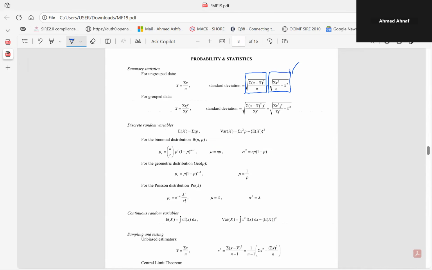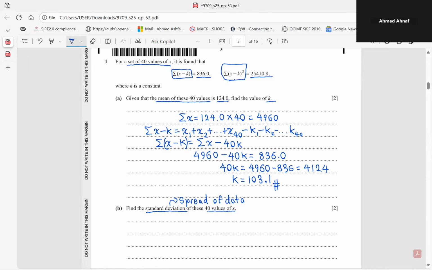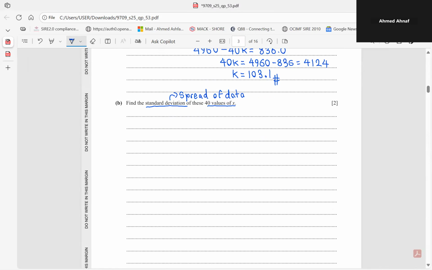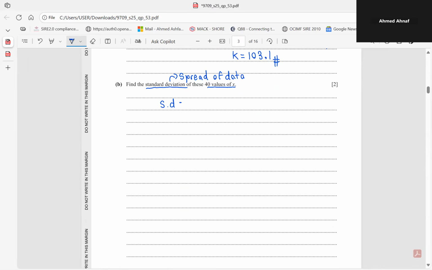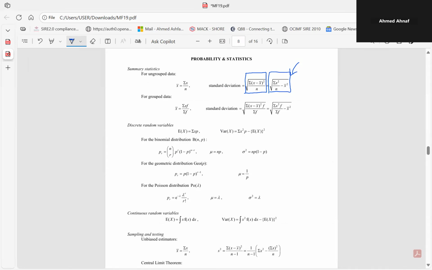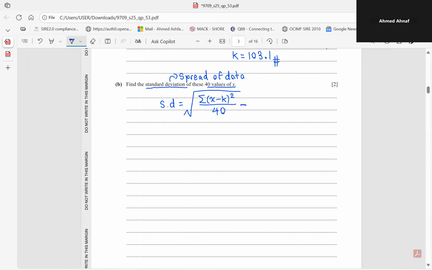So hence we're going to use the second formula because it has sigma x squared. And in our case, we have to use sigma x minus k squared. So let's write down the formula. So it is square root of sigma x minus k squared over n, so n is just 40, minus mean squared in our formula sheet. So this one would just be sigma x minus k mean. So this is the formula we have to use.